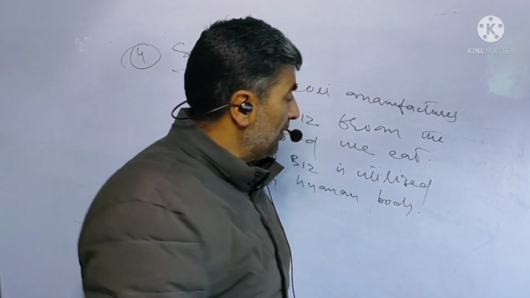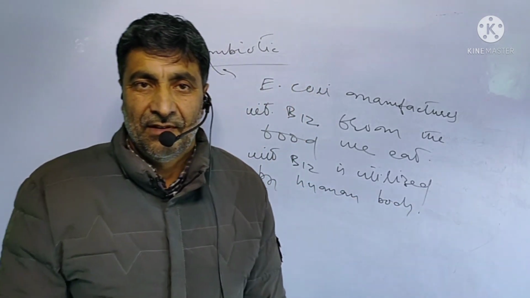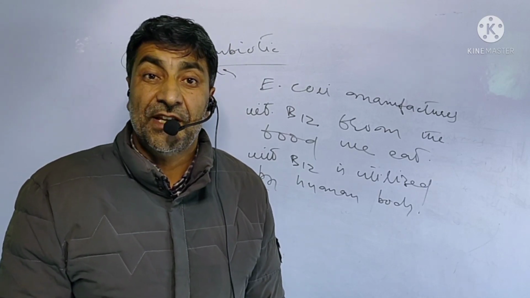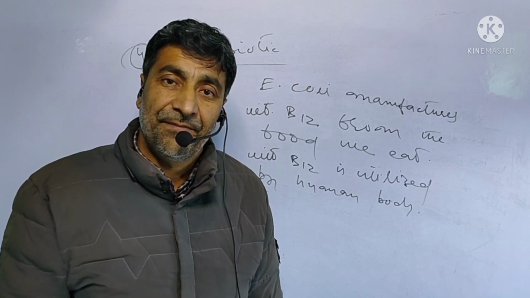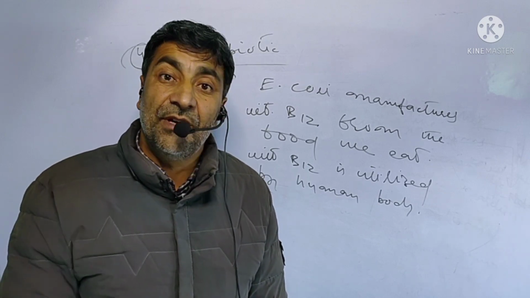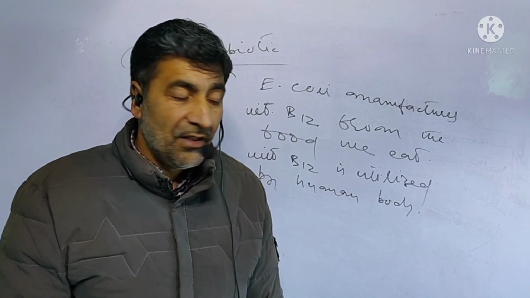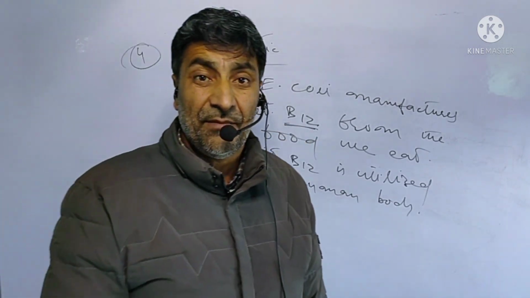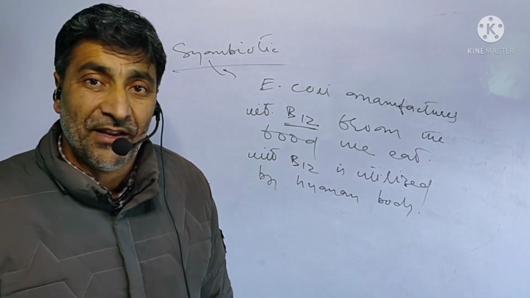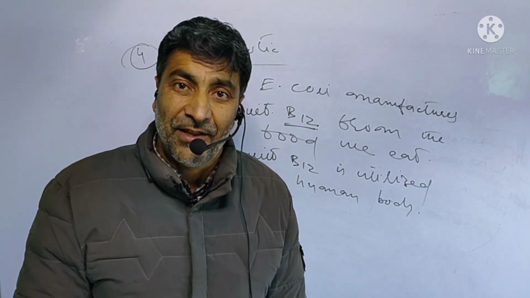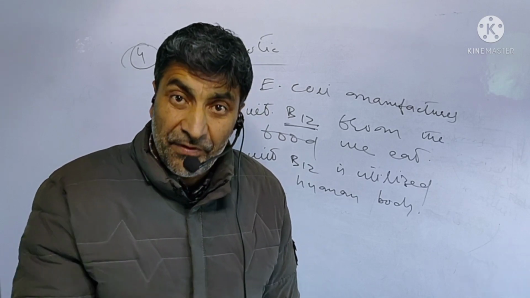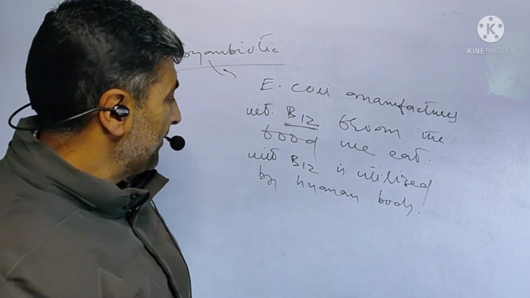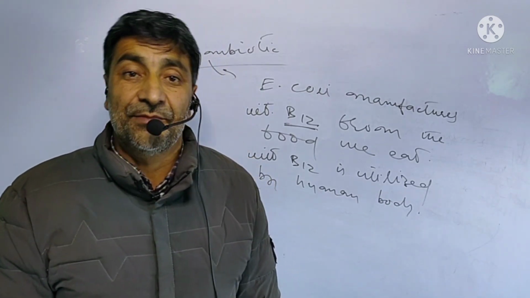So the human body is benefited here. As you know, vitamin D is the only vitamin which is synthesized by our body. This vitamin B12 is also synthesized in our intestine, but it is not synthesized by the human body. It is synthesized by E. coli from the food we eat. Then this vitamin B12 is utilized by the human body, so the human body gets benefited here.